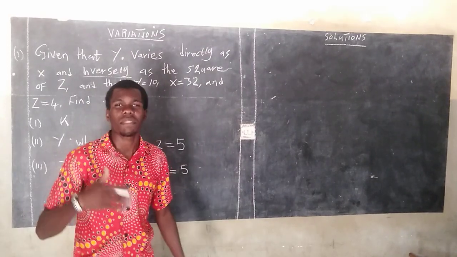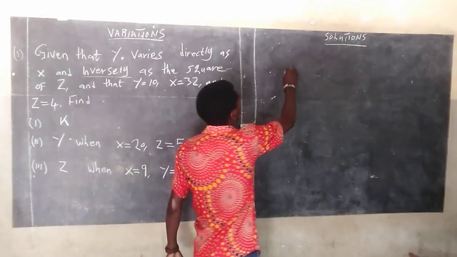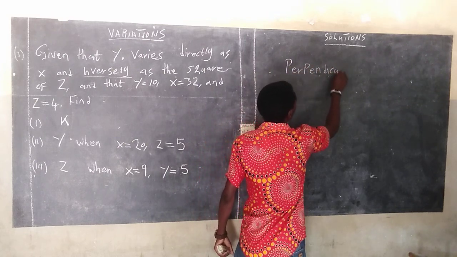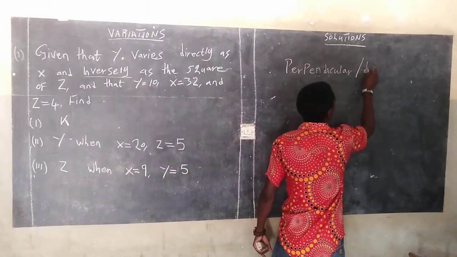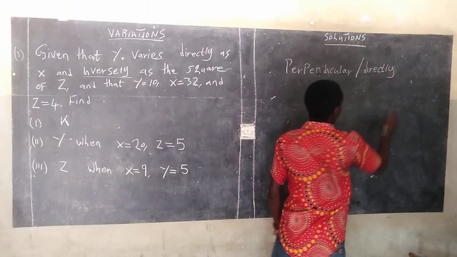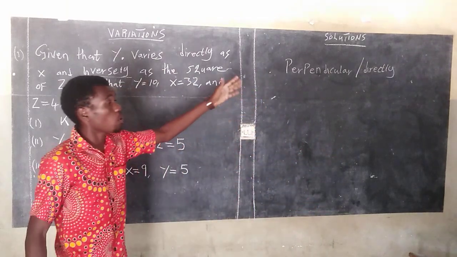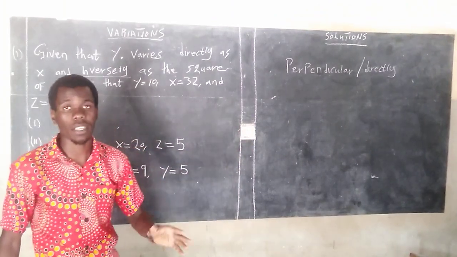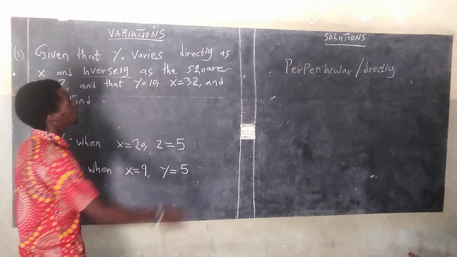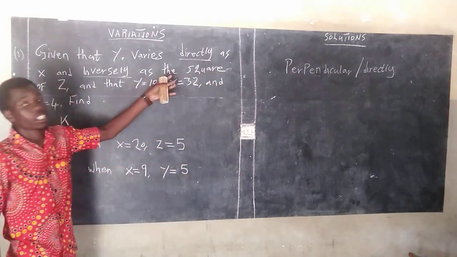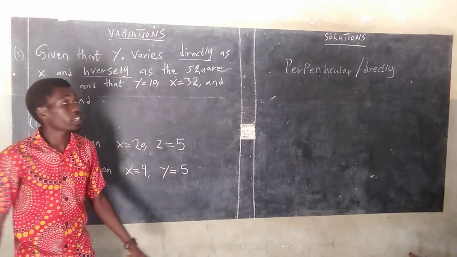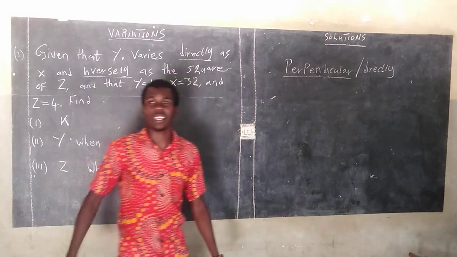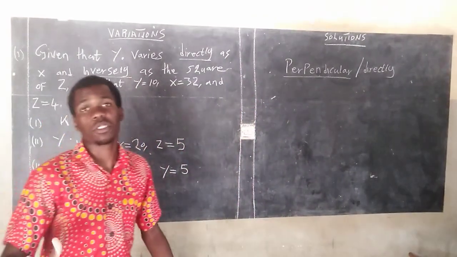Under variation, there are some things that you need to know. These are words like directly or perpendicular. If they don't use the word directly, they are going to use the word perpendicular.